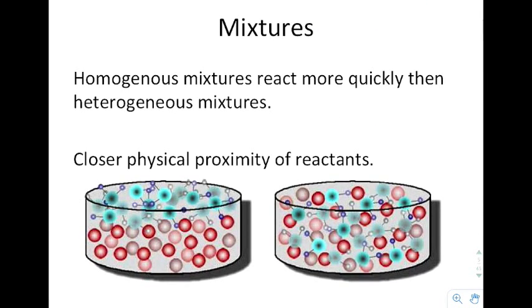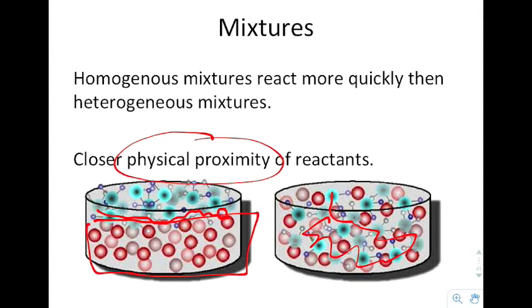Okay, the mixtures, a homogeneous mixture is considered to react more quickly than a heterogeneous mixture. And the reason for that is, if you have a heterogeneous mixture, the only interaction that can occur is at the barrier. So these molecules can interact right here, whereas when you have a homogeneous mixture, there's closer proximity between all of them and they can react all over the place. So the physically closer the reactants are, the more likely they are to react.